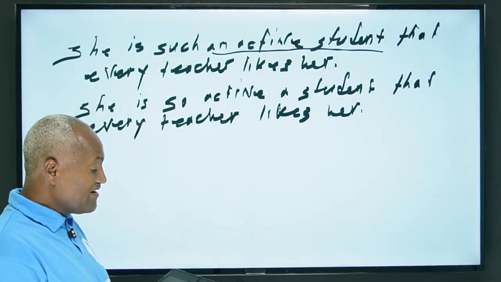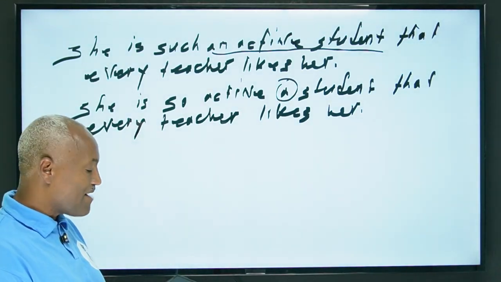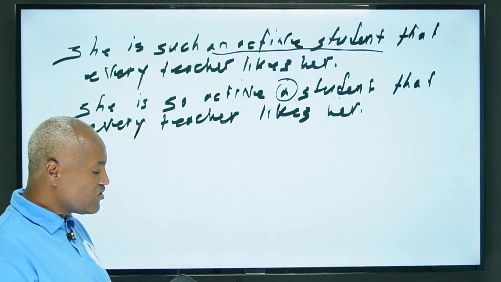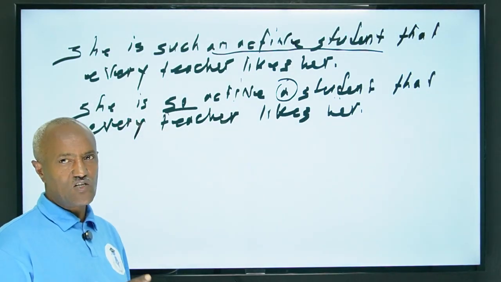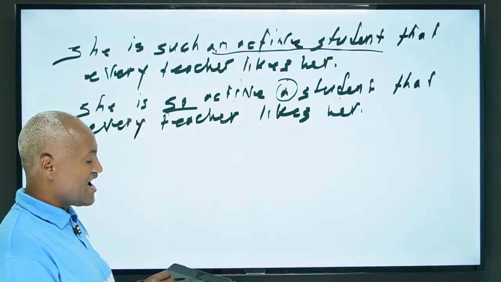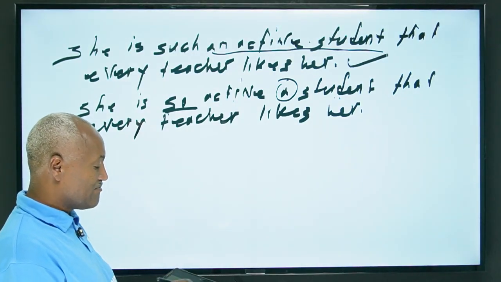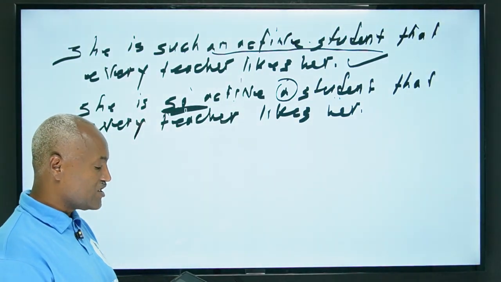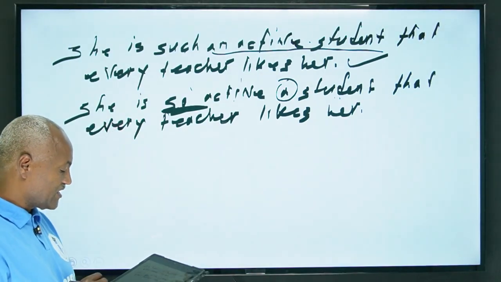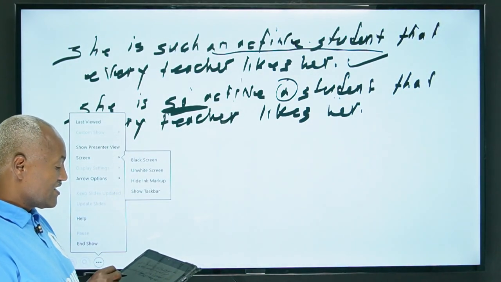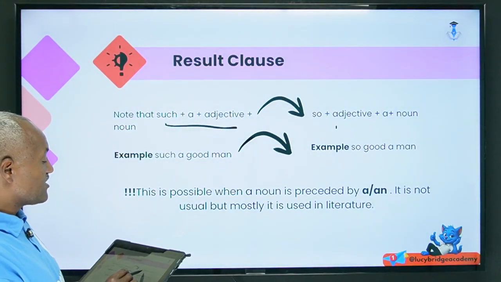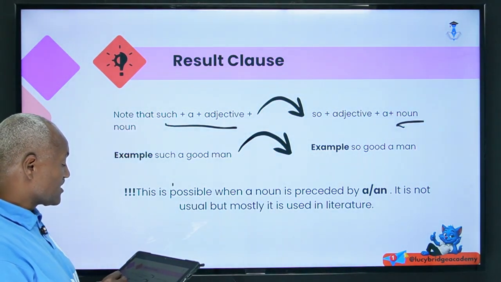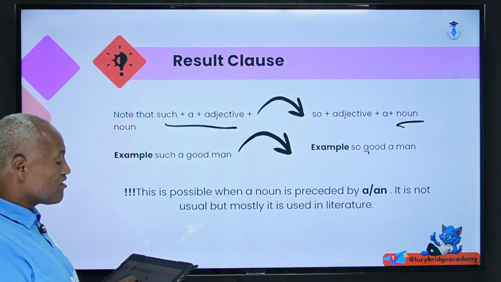For instance, if the indefinite article comes between the adjective and the singular noun, then we use so, not such. This is what you have to remember. For such, we use such an active student that. But here, if the article comes after the adjective, then it is not such that we use. So adjective and the noun, this noun must be what? Singular countable noun. For instance, such a good man, we say so good a man. Have you seen?